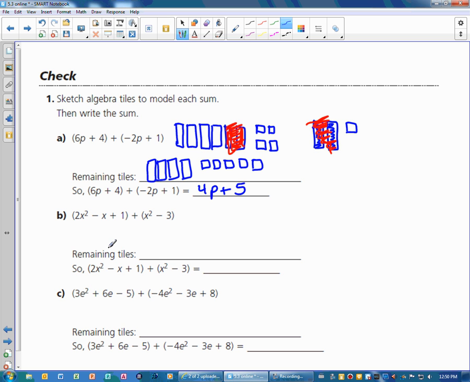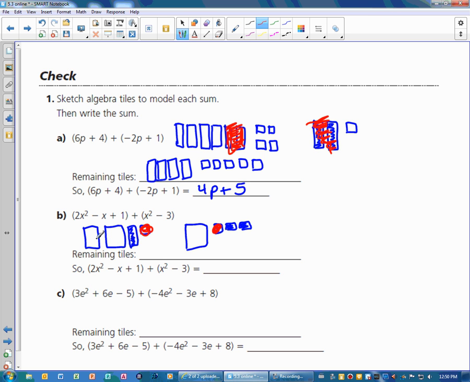Moving on to B, 2x squared minus x plus 1. 2x squared, minus x plus 1, plus x squared, it's positive, so I'm leaving it light, minus 3. 3 negatives. If we group what can be grouped, these are white, so they can't cancel each other. The only thing that can cancel is one of these with one of those.